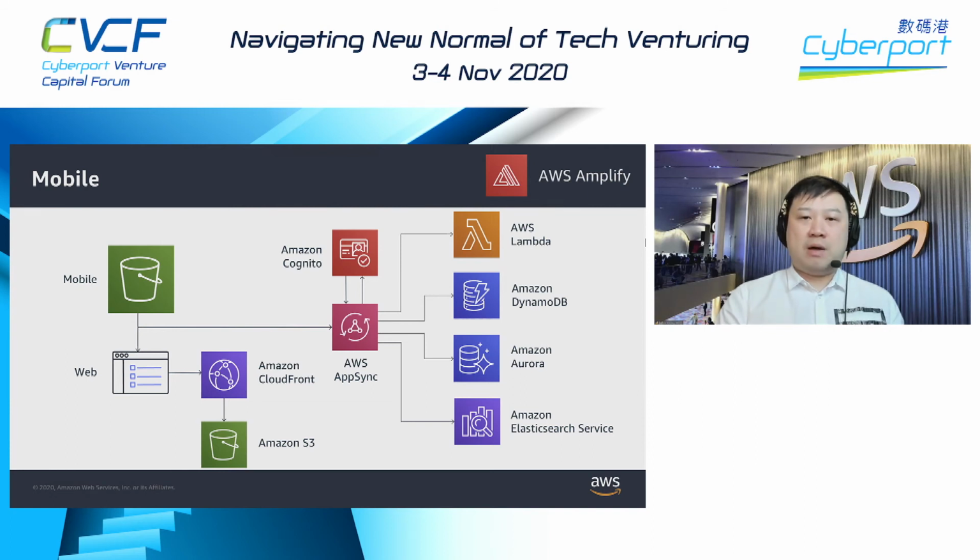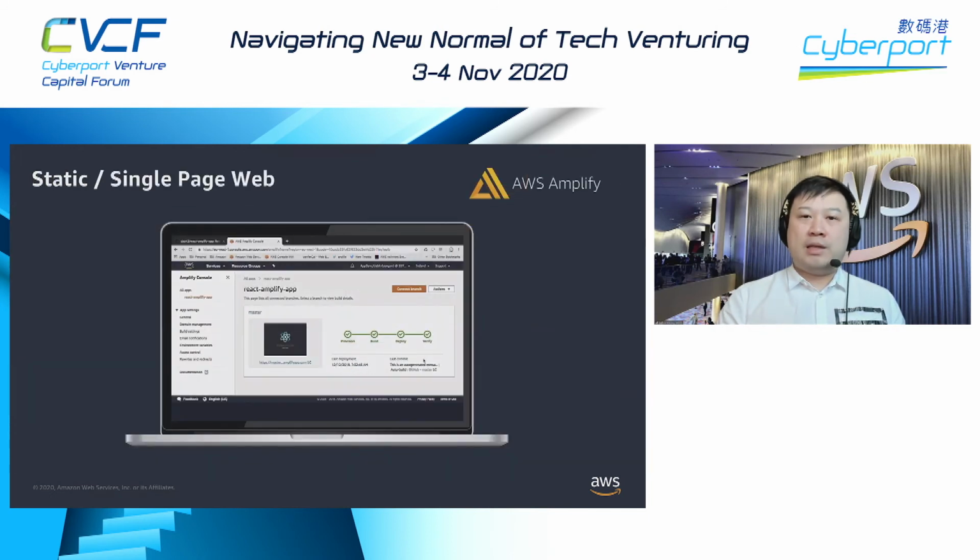AppSync presents a managed GraphQL endpoint to store and retrieve data easily from various data sources, such as Amazon Aurora, which is a highly available and scalable relational database. Of course, you can also integrate with AWS Lambda, AWS DynamoDB for NoSQL database, or Elasticsearch service as well. Amplify console can deploy static web page or single page application. It supports most popular frameworks, including React, Angular, Vue.js, and Ionic frameworks.